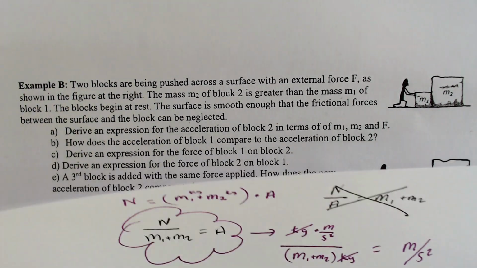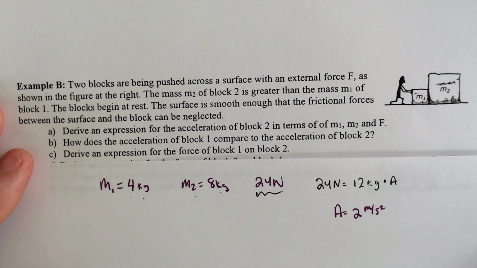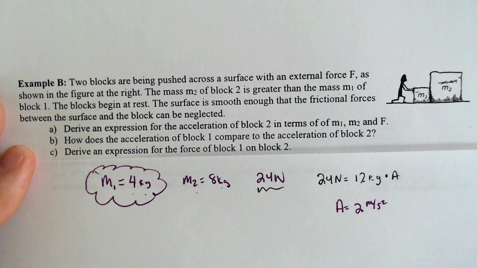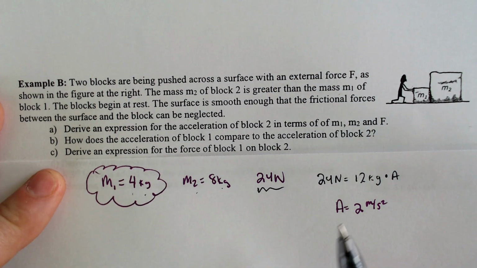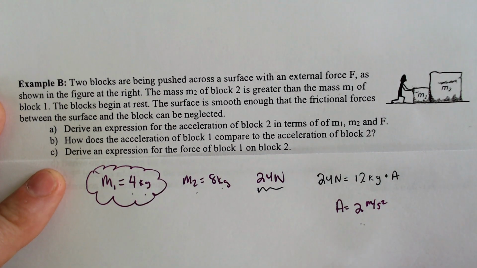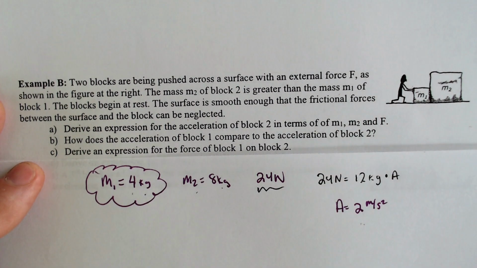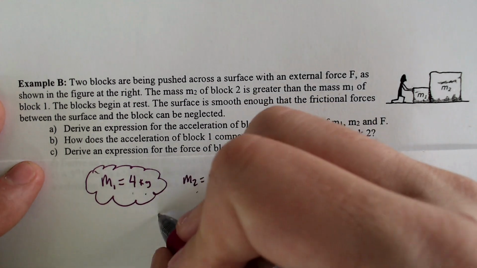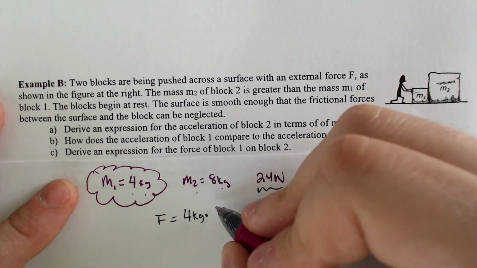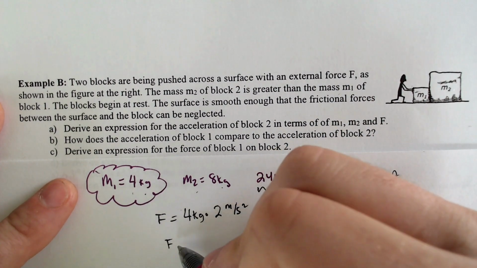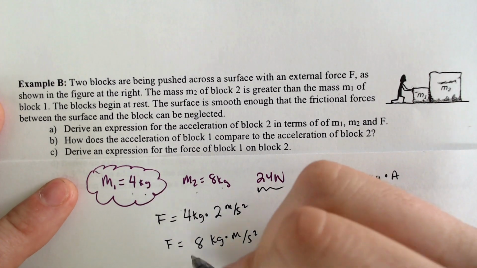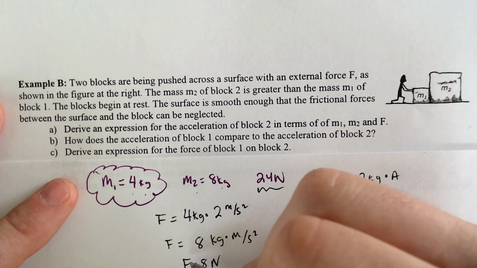Well, let's go back to our numbers so this will be a little bit easier. Block 1 is 4 kilograms, and block 1 is moving at 2 meters per second squared, because they are both moving at 2 meters per second squared when we did this first example where we plugged in random numbers. Well, the force of block 1 would be mass, 4 kilograms, times acceleration, 2 meters per second squared, which means the force is going to be 8 kilograms meters per second squared, which means that we have a force of 8 newtons.